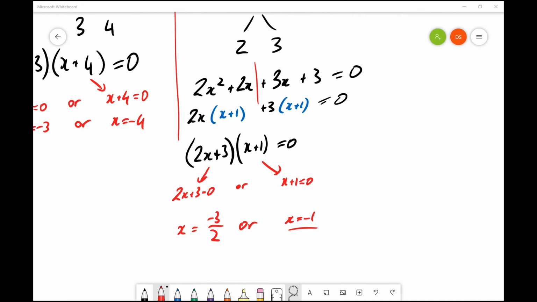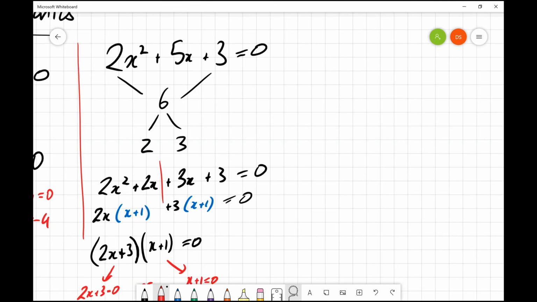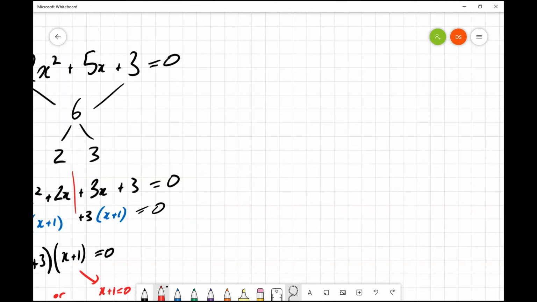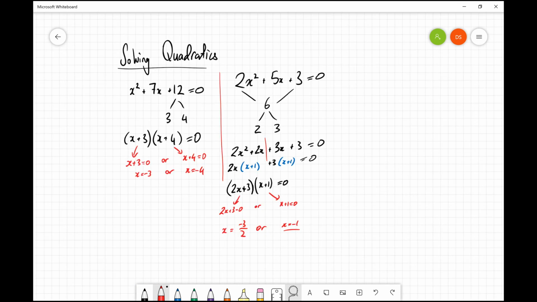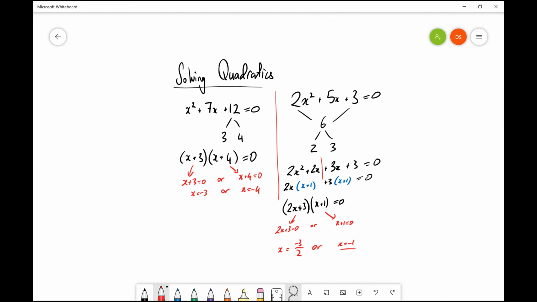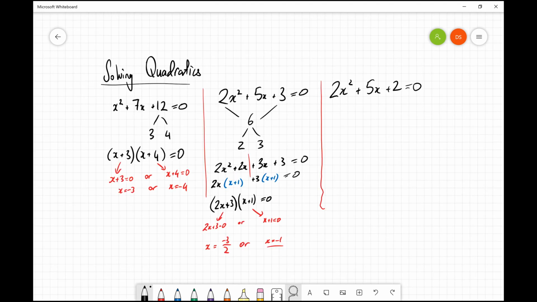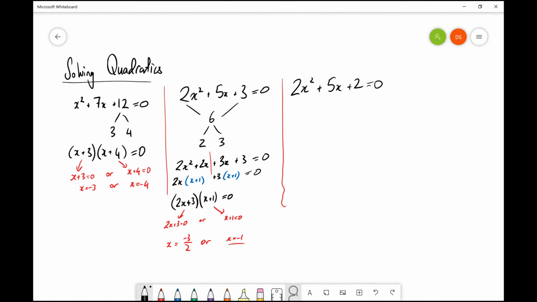Okay, sometimes the question can change just a little bit, and it becomes not easy to solve. So let's do one more. And this one, I'm going to just change a little. 2x squared plus 5x plus 2 equals 0. How do you solve this?